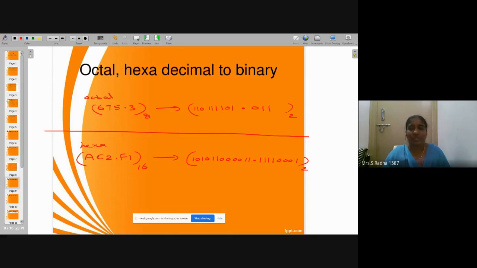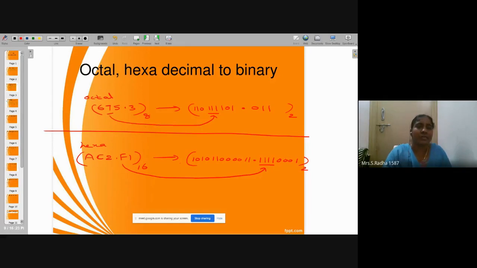Every digit should be represented with 4 bits. Every digit, for example F, should be represented with 4 bits, like that. And in octal, every digit should be represented with 3 bits. So like this you have to convert.